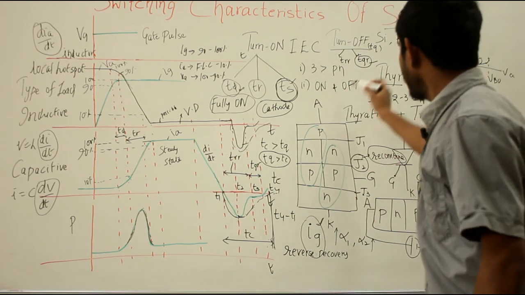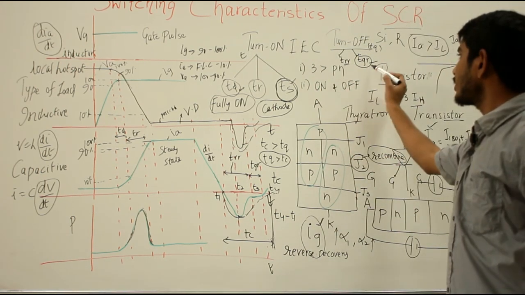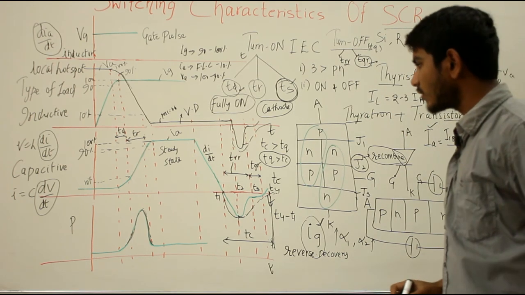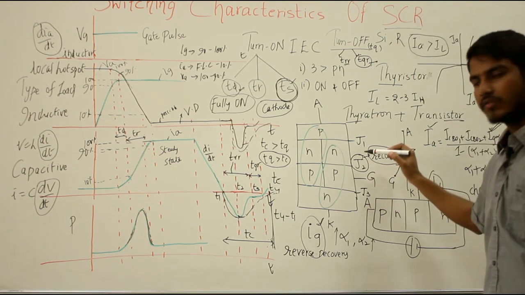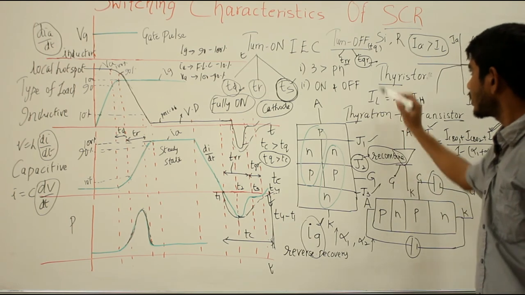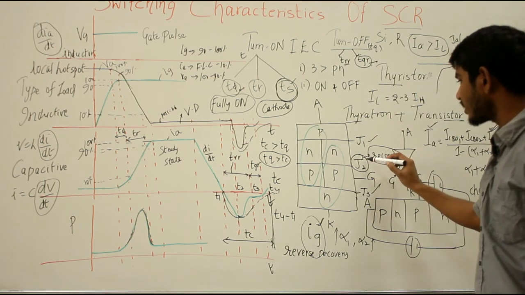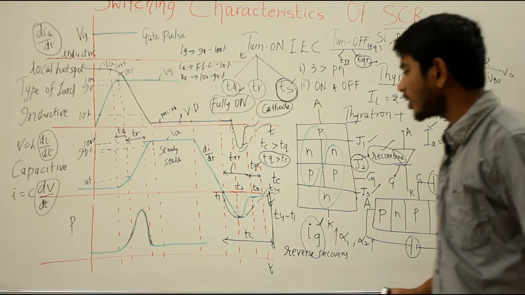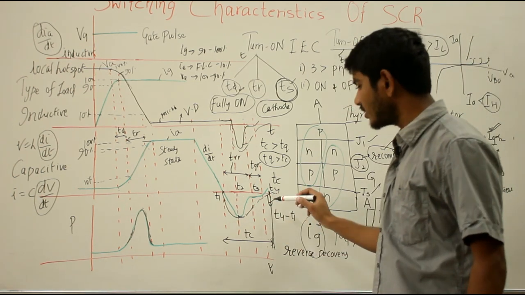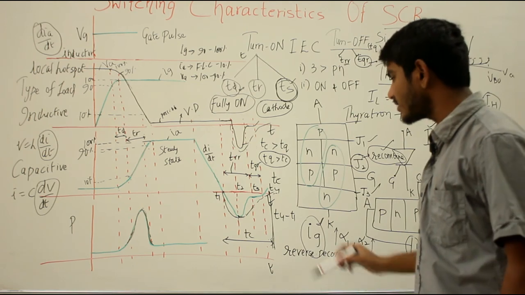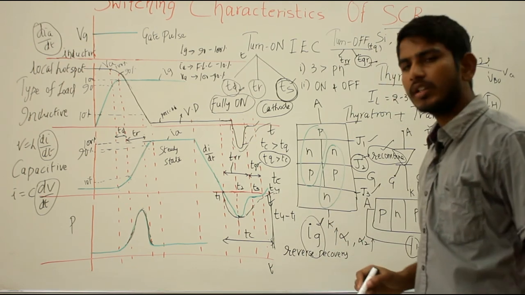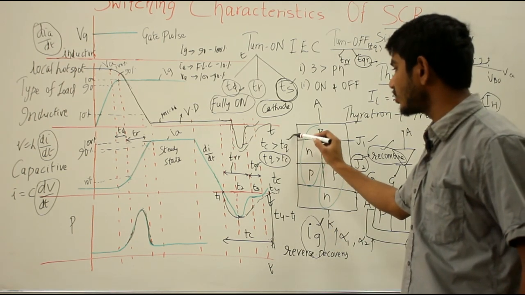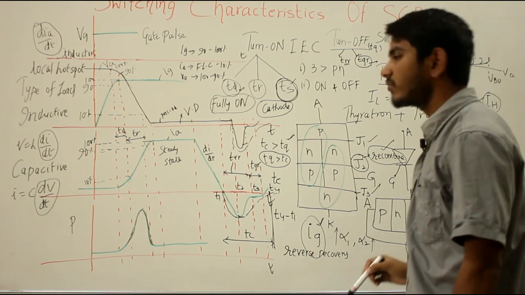Now moving to the turn off time, you are having reverse recovery time and gate recovery time. Reverse recovery time is the one in which the charge carriers from the junctions J1 and J3 are removed. In the gate recovery time, the trapped charges in the junction J2 can only be recombined. In the circuit turn off time, the anode current falls to 0 and the reverse voltage due to the practical circuit reaches 0, and for reliable turn off, the TC should be greater than TQ. So this is all about the switching characteristics of your SCR.